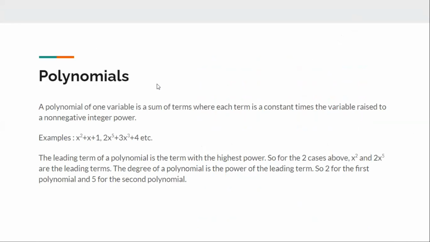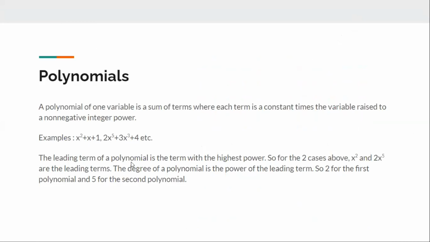Polynomials. A polynomial of one variable is a sum of terms where each term is a constant times the variable raised to a non-negative integer power. So this is an example of a polynomial, x squared plus x plus 1. This is another example, 2x to the power 5 plus 3x cubed plus 4.